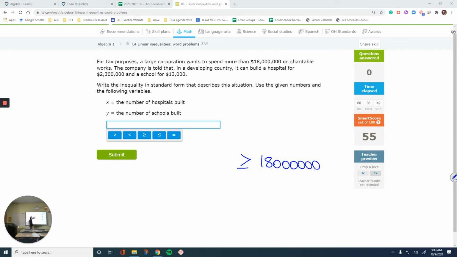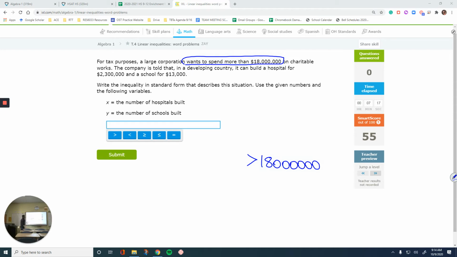So what it says in here, they want to spend more than 18 million. They don't want to spend exactly 18 million. They don't want to spend less than 18 million. They just want to spend more than 18 million. So if they don't want to spend exactly 18 million, I don't need that equal sign. If they don't want to spend less, that means they want to spend more, which is just the greater than sign, without the equal underneath.